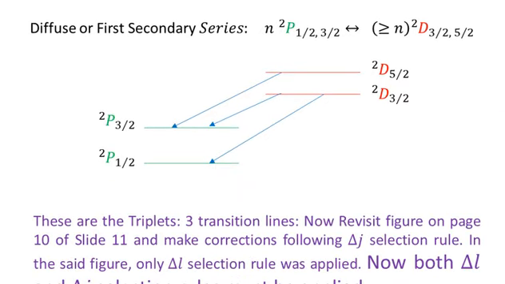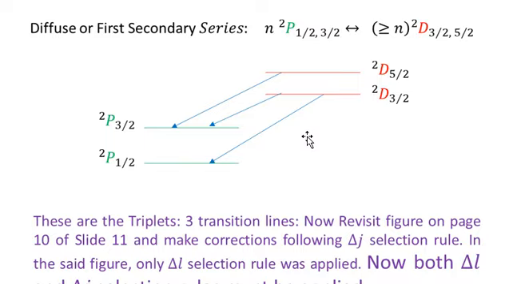Then we are moving towards the diffuse or the first secondary series, from 2P 1/2, 3/2 to 2D 3/2 and 5/2. And you know that there is a condition on the principal quantum number. If you write the principal quantum number n with the 2P 1/2, 3/2, then the principal quantum number with 2D 3/2, 5/2 should be greater than or equal to n. And again, this is a resonant transition, indicated with the double arrow.